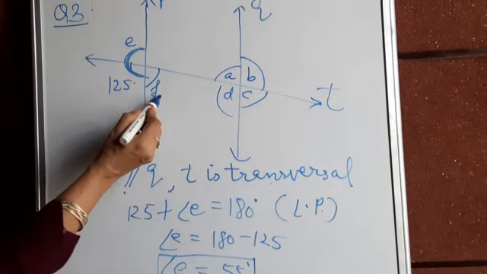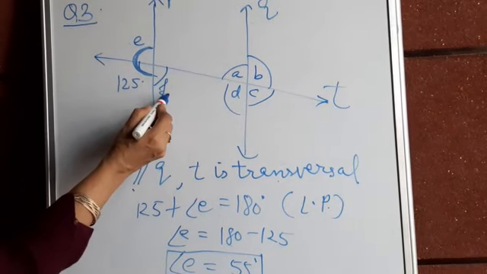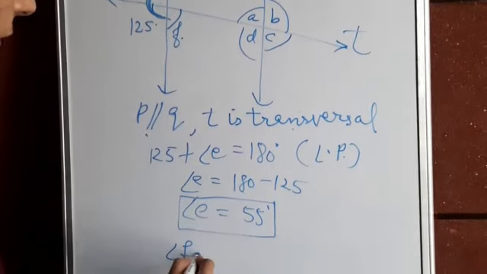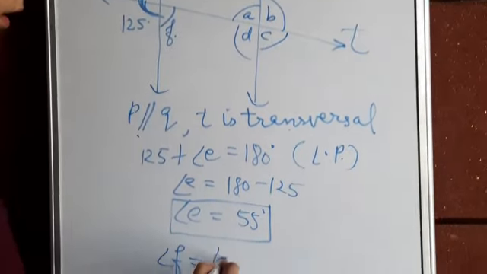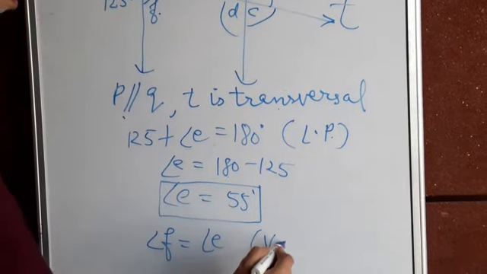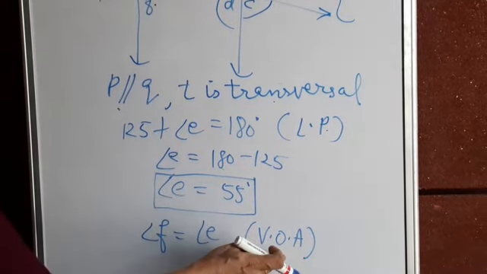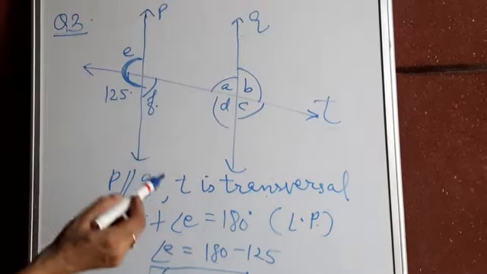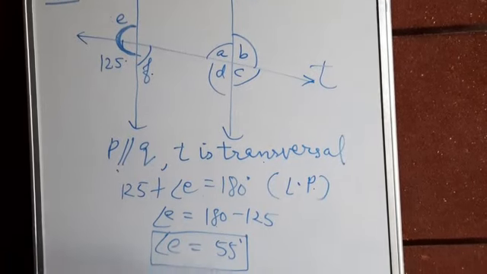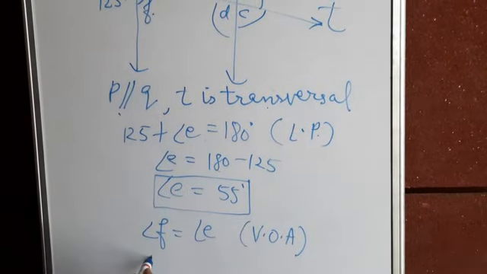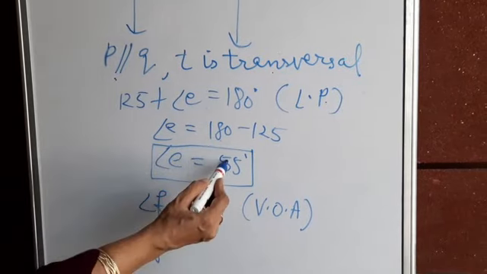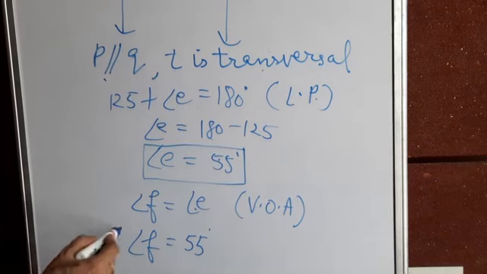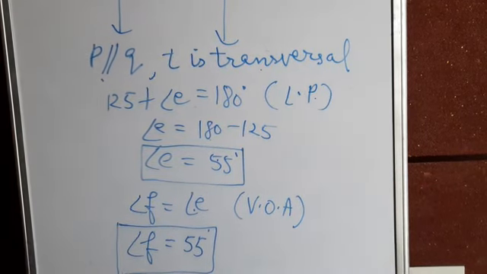Now angle F, we have to find the value of this angle also. So angle F will be equal to angle E. Now what is the reason? Because they are vertically opposite angles. Write down the reason. Whenever you write this equal to this, we have to write the reason. It is compulsory to write the reason. So angle F will be equal to, what is E? 55. So put the value of angle E and you will get angle F also.